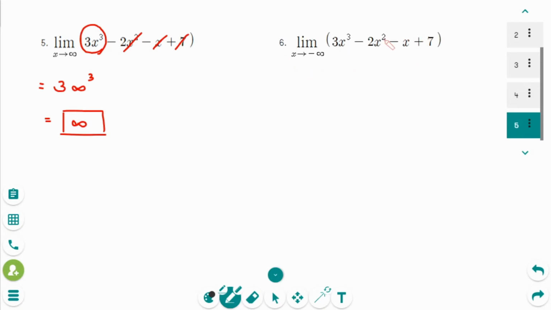The next question is this one. Like question 5, we use the same technique. Just take the highest power of x, this one. We don't need to do this. And this is limit x approaches minus infinity. So put minus infinity into x cubed. Then what is this one? It's still minus infinity. So this answer is minus infinity.